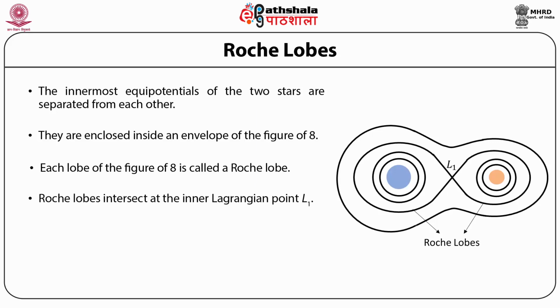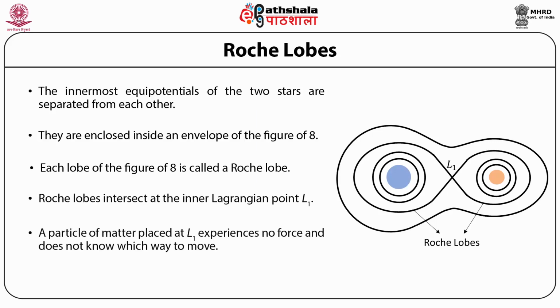Roche lobes intersect at the inner Lagrangian point L1. A particle of matter placed at L1 experiences no force and does not know which way to move. So this figure is showing the equipotentials of the effective gravitational field around the two stars of a binary system. Point L1 is the Lagrangian point and the Roche lobes are also shown.